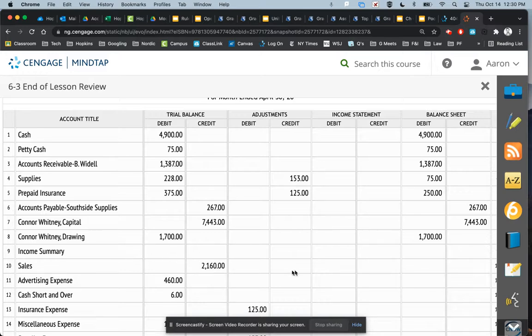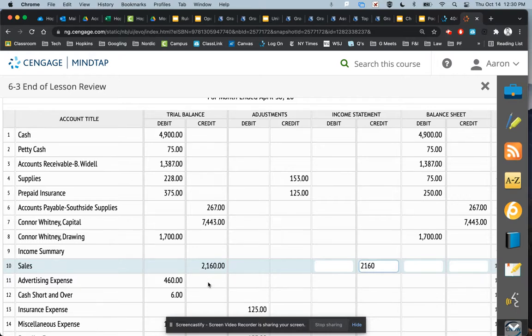Now we have income summary. Again, that's like a header, so we don't need to worry about that, but we're just going to move over. First one under here is sales, credit balance. Well, as we talked about, sales now is on the income statement. So now we need to report that on the income statement column for 2160.